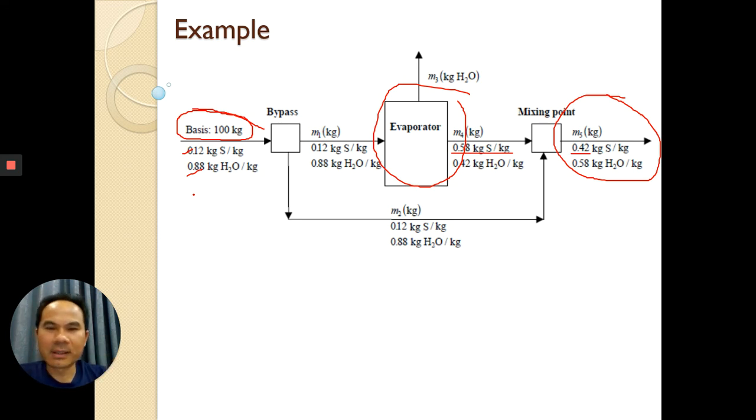For this case, we assume a basis of 100 kilograms of feed. We denote M1 as the feed to the evaporator after the bypass. M2 is the bypass that mixes with the product. M3 is the water evaporated. M4 is the product out of the evaporator, and M5 is the final product. We denote the unknowns.